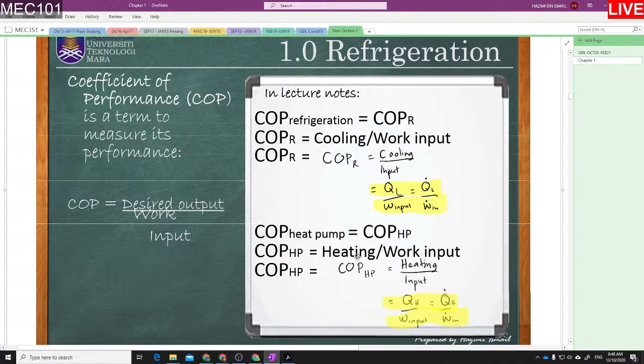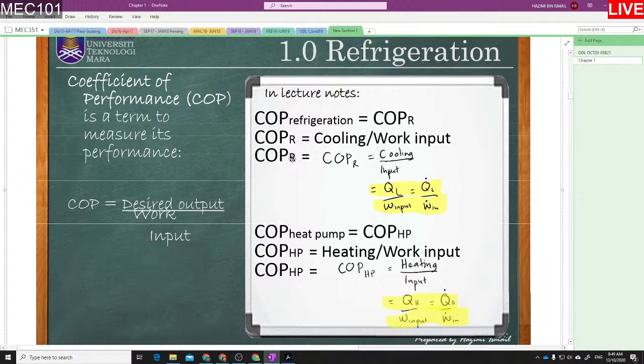Okay, the equation of COP is just plain simple. It equals output over work. Work is energy, or force times distance. So we have work in the form of power. So desired output over work input. Output over input. Energy over energy. Power over power. Simple as that.